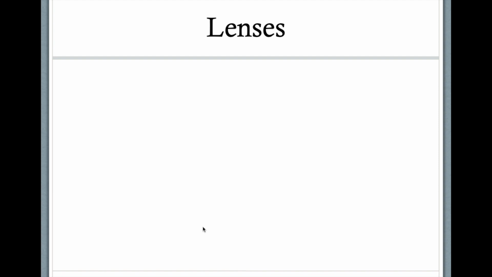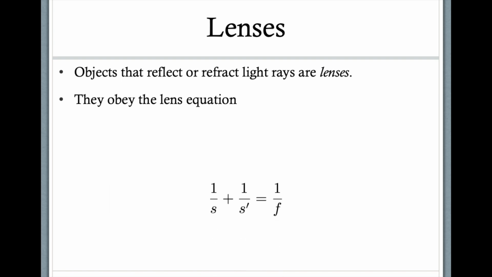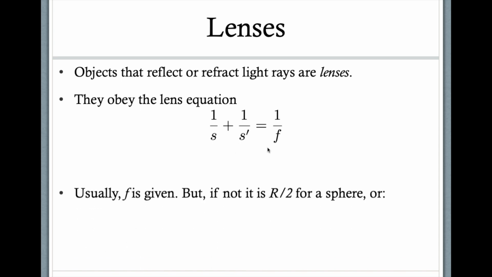Now let's talk about lenses. By definition, lenses are objects which reflect or refract light. Since light consists of rays, you can simply draw them on a diagram. They obey the so-called lens equation. The quantities here are important. S is the initial distance between the lens and the object. S prime is the distance from the lens to the image. F is the focus of the lens.